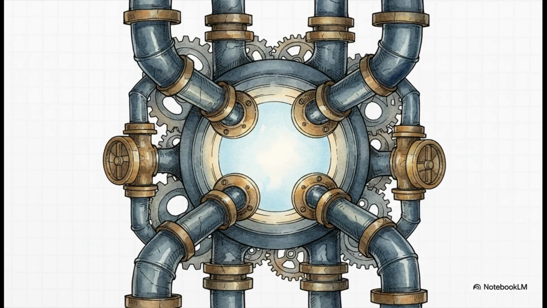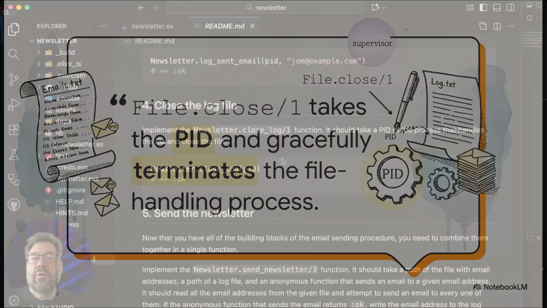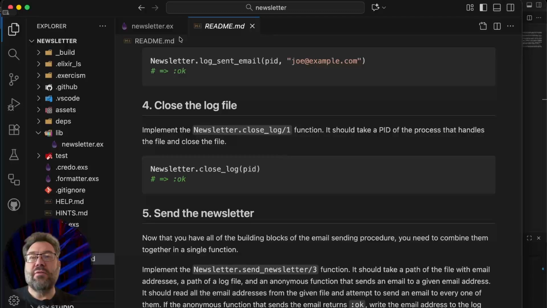Step 4, closing the log file. This is what keeps our app robust and prevents resource leaks. And how do we do it? File.close/1. Just give it the PID, and it's done. Clean and simple.